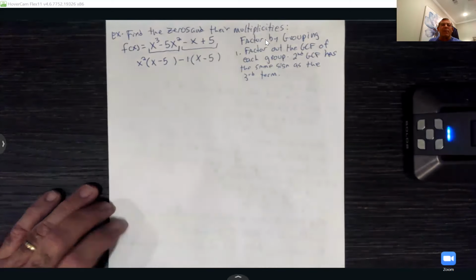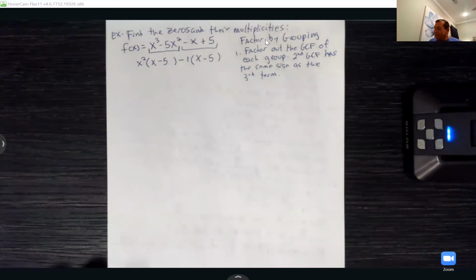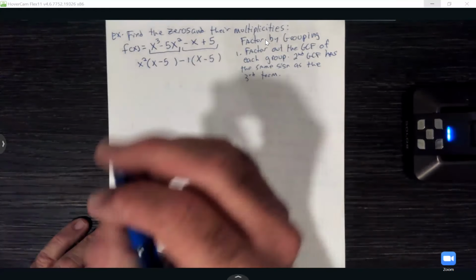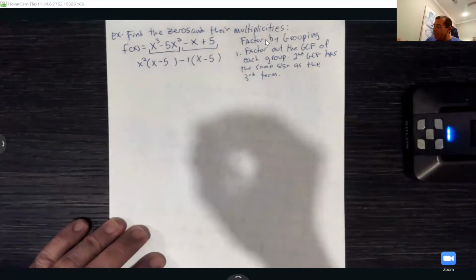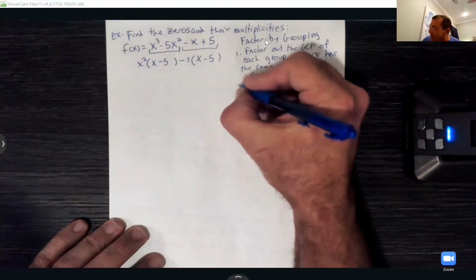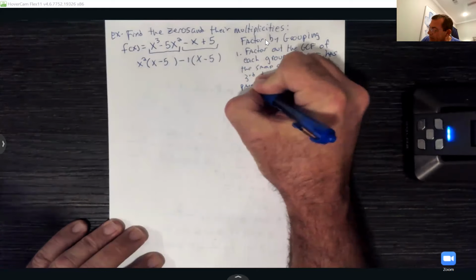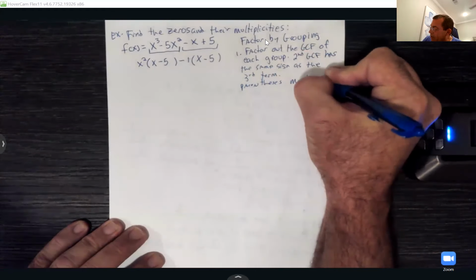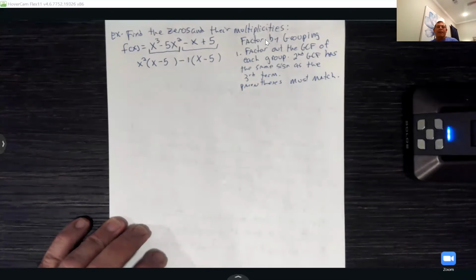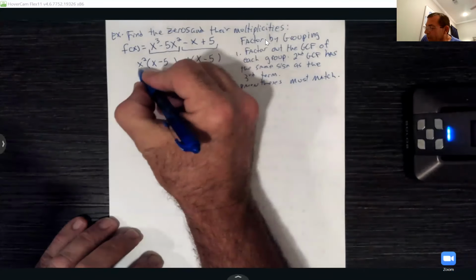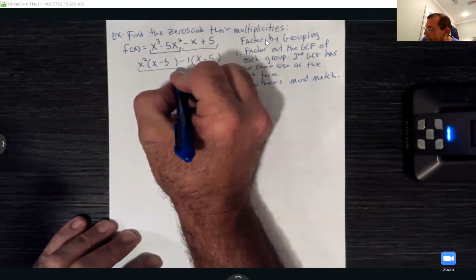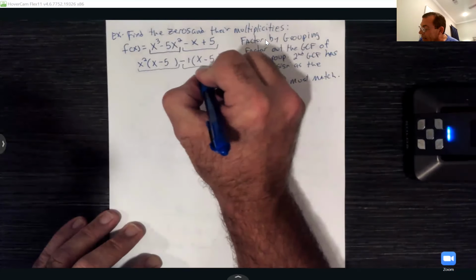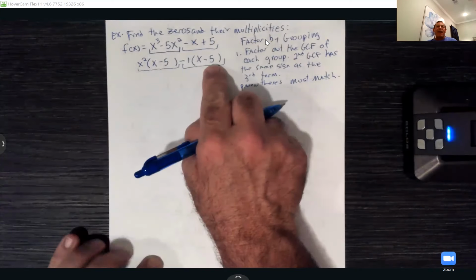But y'all, what do you notice about my parentheses? They match up, right? At this point, it's very important that your parentheses must match up. So if you treat this like two terms now, you've got an x squared times x minus 5, and you've got a negative 1 times x minus 5.